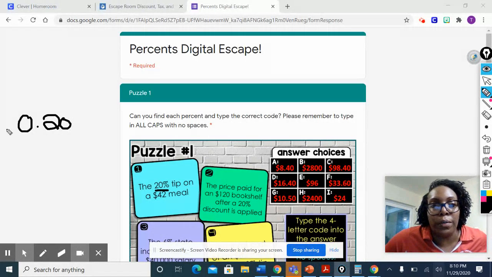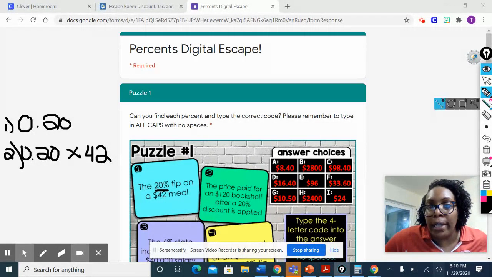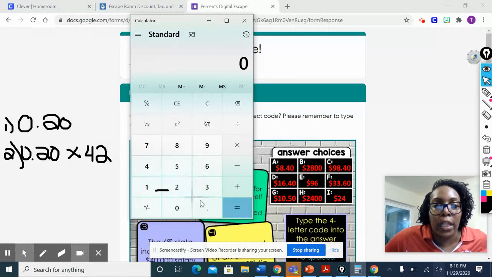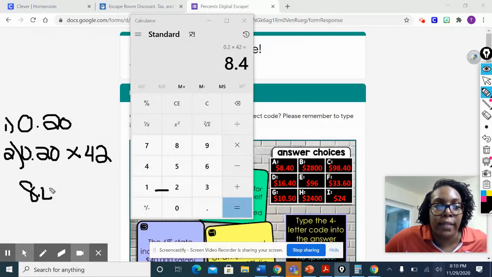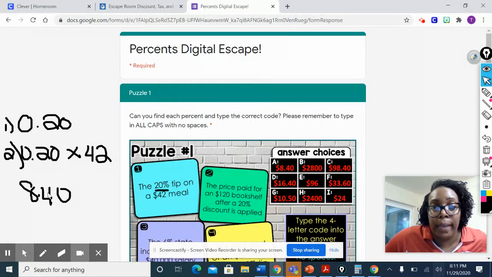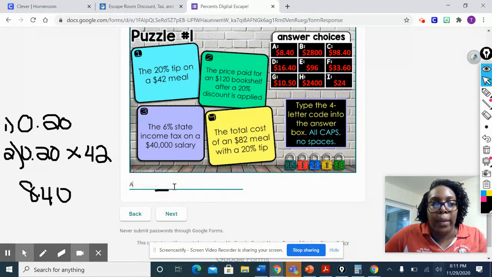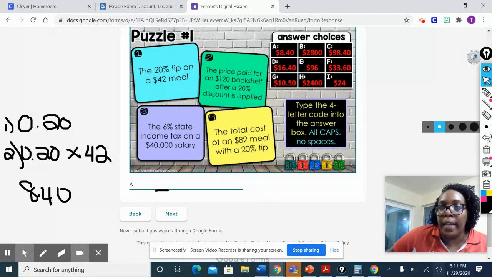Now we know that. Step 2, so we did number 1. Step 2, we're going to go ahead and multiply. So we have 0.20 times 42, because this is going to tell us our tip. So take out your calculator, and we're just going to do 0.20 times 42. Great, so $8.40. It's asking for the tip. The tip is $8.40. There goes A. So I'm going to put here my answer choice, capital A. Okay, let's go to the next one.